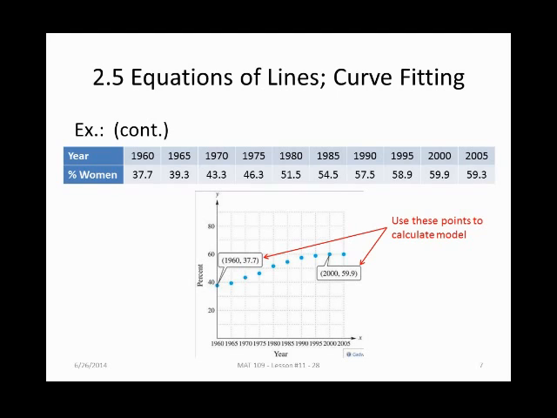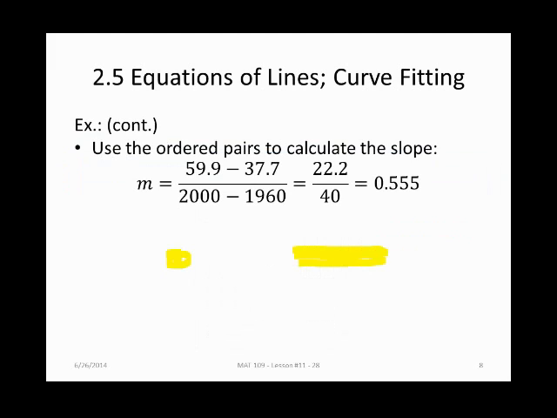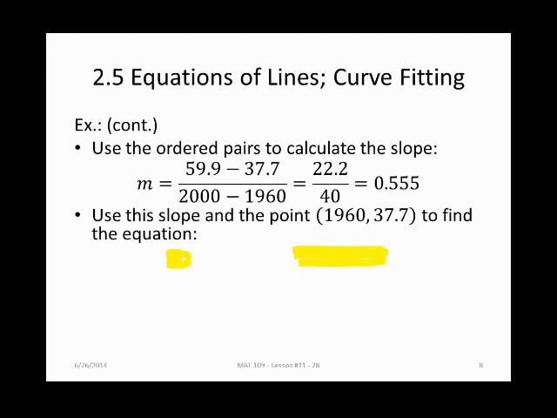So there are 2 points. We want to calculate the equation of the straight line going through those 2 points, which will be a representation of this set of data. So we calculate the slope using those 2 points, and that turns out to be 0.555. Then we're going to take that slope and use this point, 1960. We could pick either one of them. I chose to use the 1960 point, and we're going to get the equation of the line.